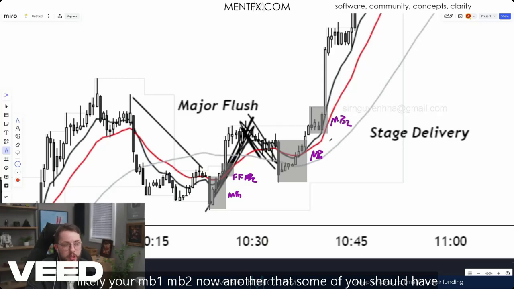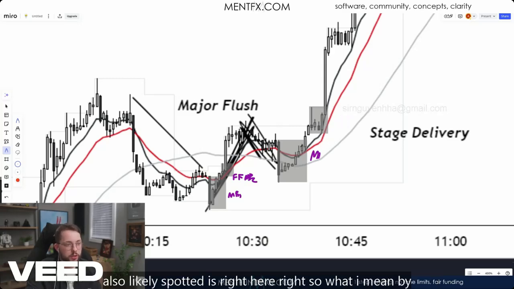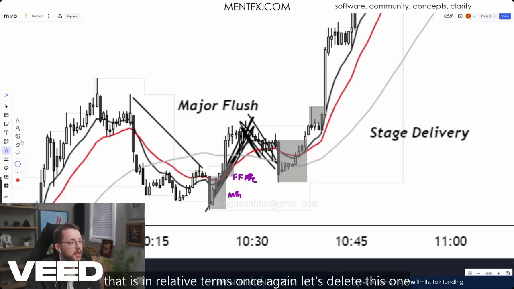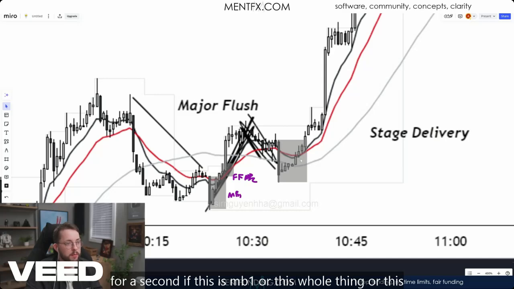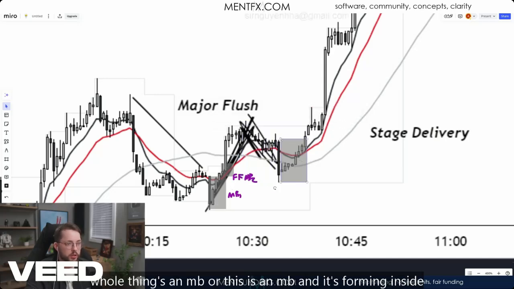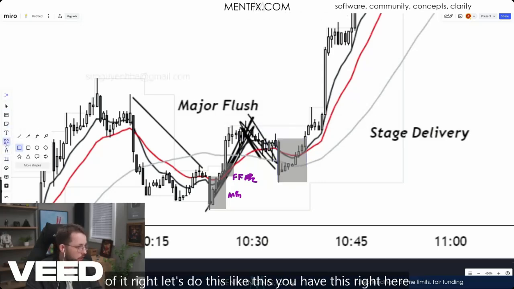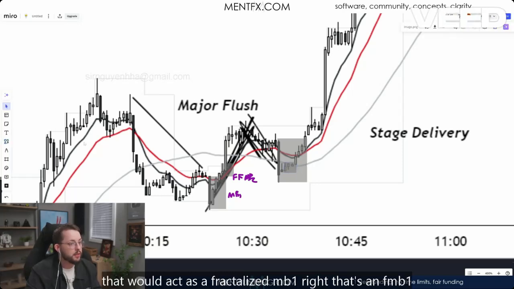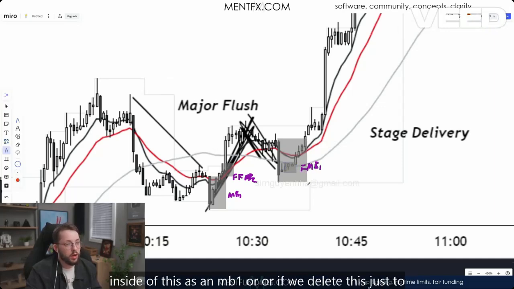Now another that some of you should have also likely spotted is right here, right? So what I mean by that is in relative terms, once again, let's delete this one for a second. If this is MB1 or this whole thing's an MB, or this is an MB and it's forming, inside of it, right? Let's do this like this. You have this right here. That would act as a fractalized MB1, right? That's an FMB1 inside of this as an MB1.